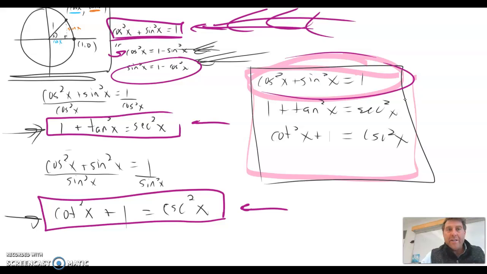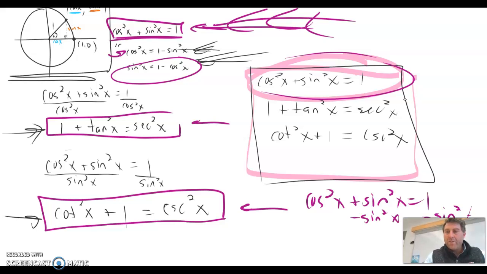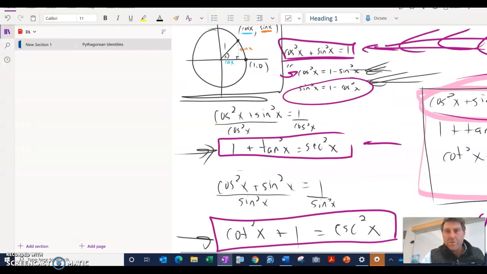So what do I need? I need to know what 1 minus sine squared is. So if cosine squared plus sine squared equals 1, what's 1 minus sine squared? Well, I'm going to subtract sine squared from both sides. So on the right-hand side, I get 1 minus sine squared. And on the left, I just get cosine squared. Okay, so that's just another way of saying that original Pythagorean identity. So now I'm going to say, okay, 1 minus sine squared is cosine squared. I got that going for me, which is good.